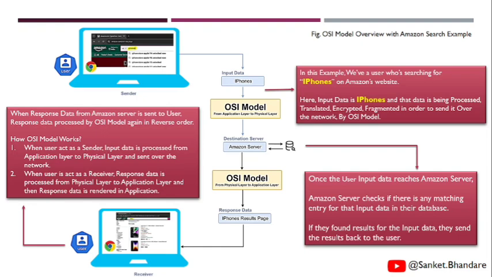So how does OSI model work in this particular scenario? When user acts as a sender, input data is processed from application layer to physical layer and sent over the network. But when user acts as a receiver, response data is processed from physical layer till application layer, and then response data is rendered in application. So let's see what all layers are there in OSI model and how these layers work.